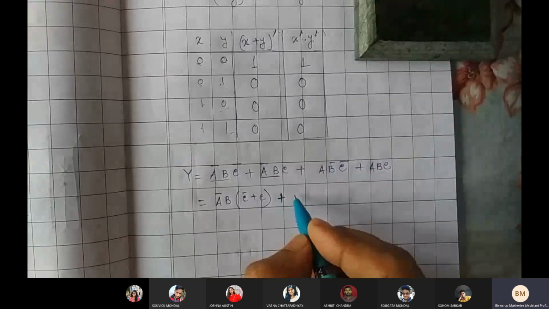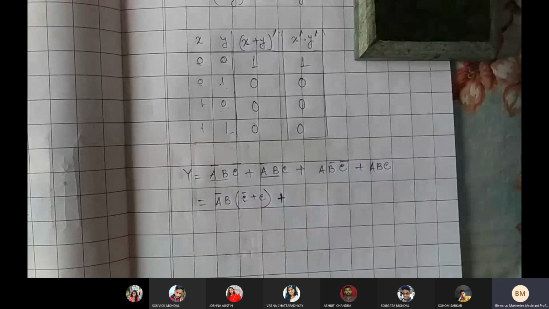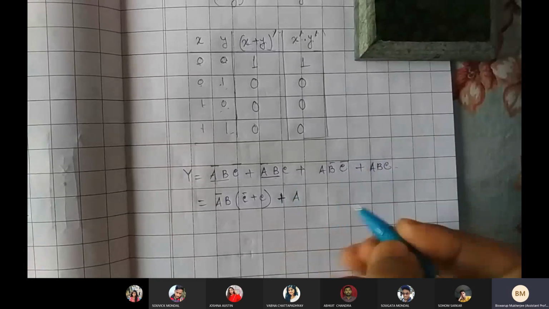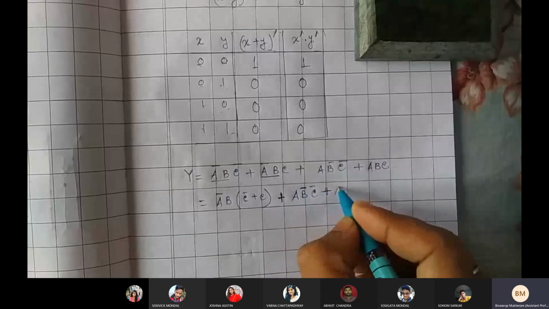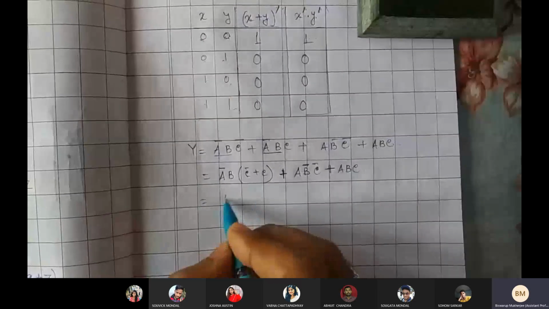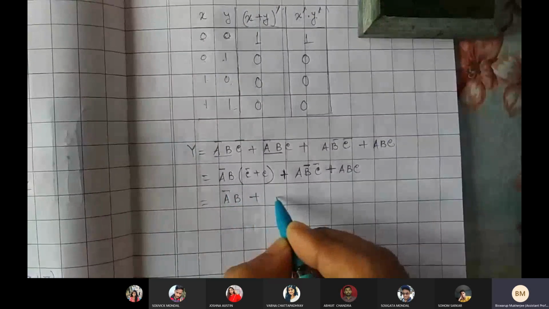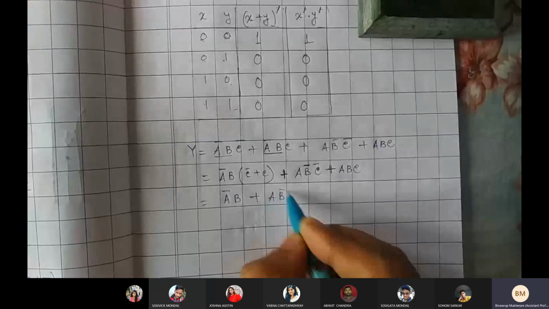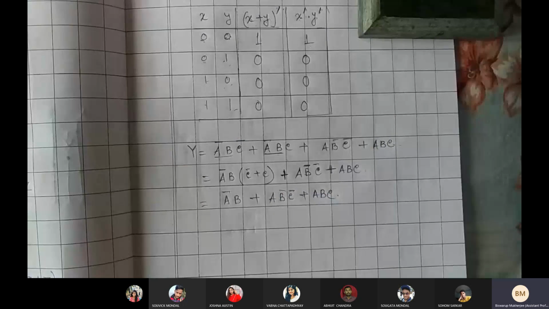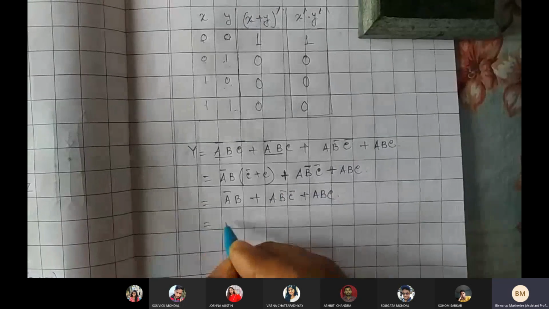And from the rest, if you take a common, it becomes b bar c bar plus bc. So let us keep this one as it is, because only XNOR gate can be possible. We are keeping that one as it is. Okay, so this is becoming a bar b plus a b bar c bar plus abc. So this can be the minimized one, though you can minimize further.